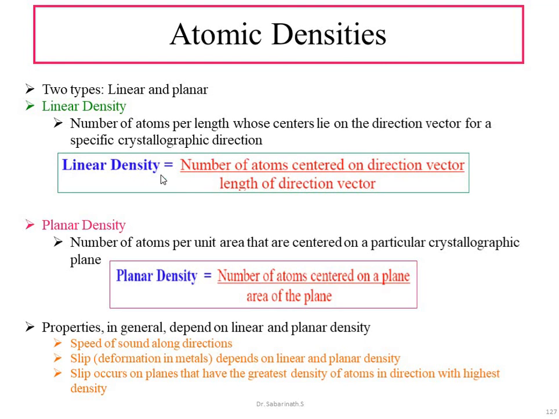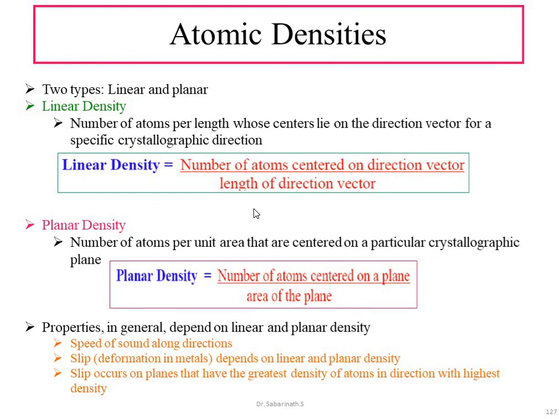Now we are moving to another important area, the atomic densities. Basically, density is the mass per unit volume, but at the atomic level we consider the number of atoms that lie on a specific line or plane. The atomic densities are widely classified into two. The first is the linear density and the second one is the planar density.